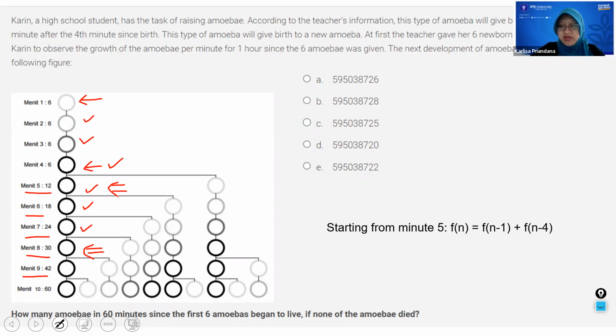So you know the rule here that starting from minute 5, the number of amoeba in that minute will be equal to the number of amoeba in the previous minute plus the number of amoeba in the previous 4 minutes. Because that's the amoeba that can reproduce itself, because we have to wait for 4 minutes. So this is like Fibonacci numbers actually. And you can try to find the pattern of these numbers. And then when you calculate, you will get these results, just like trying to find the formula for Fibonacci number.